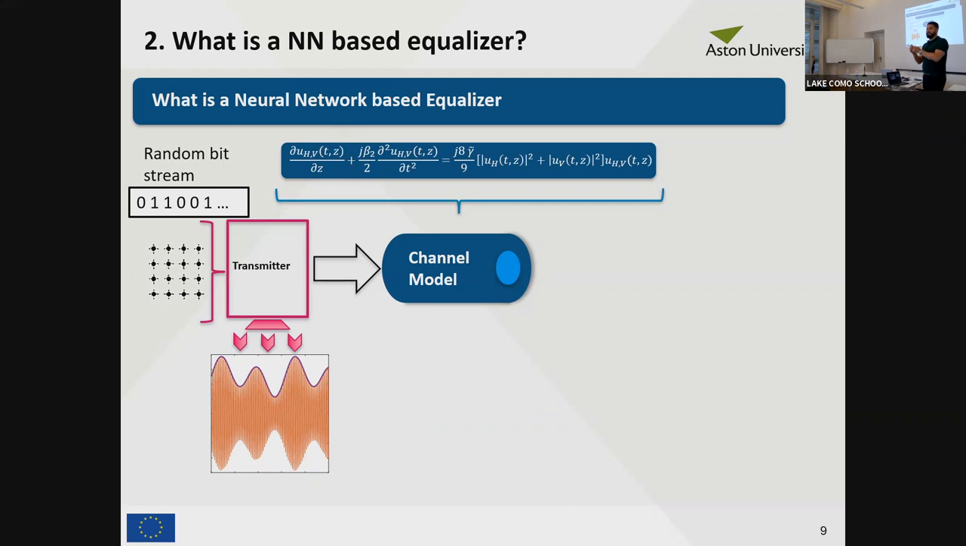The first one is the dispersion. So we introduce some memory. Initially, this data is totally uncorrelated. But because of dispersion, now the neighbor ones and zeros, the neighbor symbols, now get some correlations. That's why memory is really important when we design our neural networks. We have nonlinearity, of course, and we have noise, which is Gaussian.